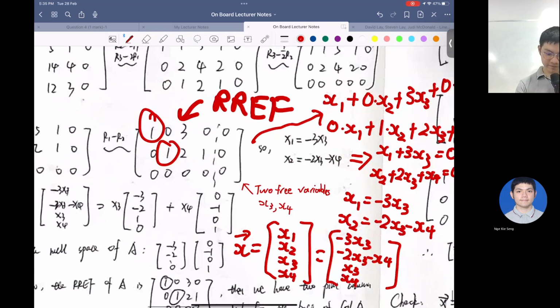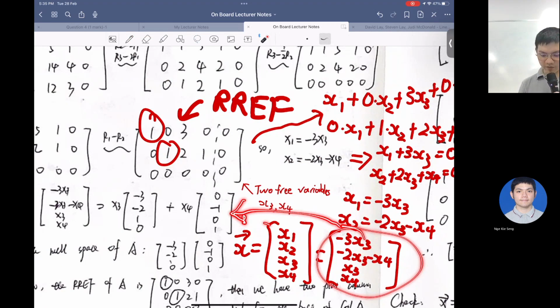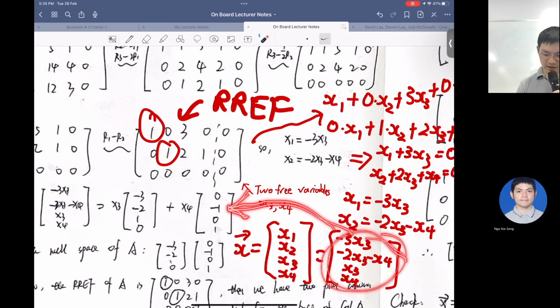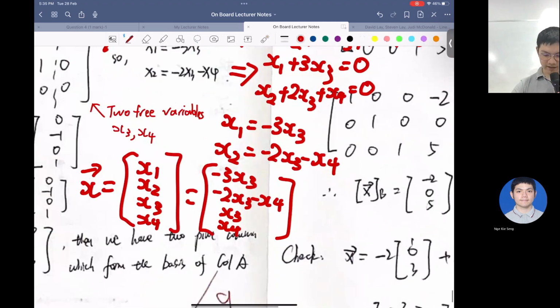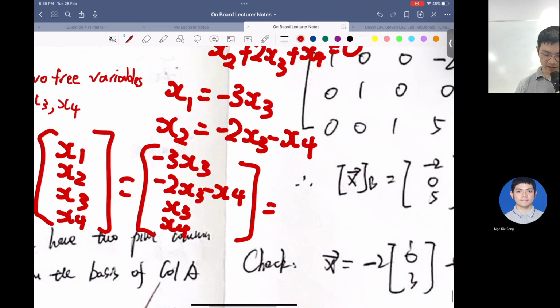So from here, go to here. Some of you still have issues doing this. So from here, how to go to here? You need to group all the x3 together and group all the x4 together. Make sense? So you group all the x3 together, group all the x4 together. So you will split this vector into those with x3 and those with x4.